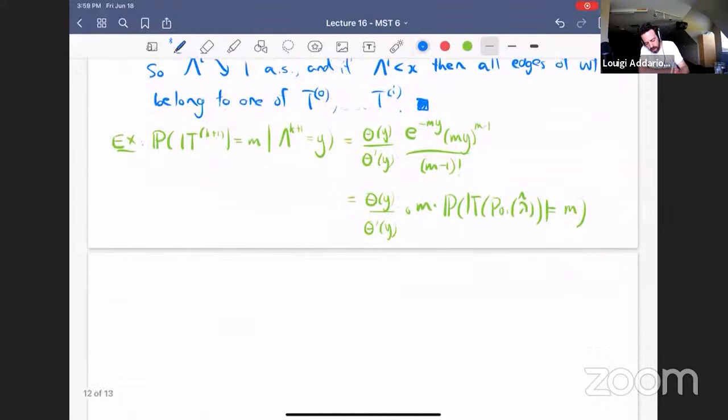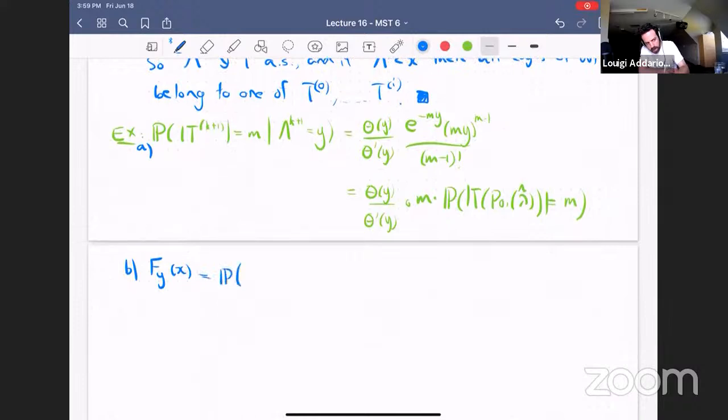Okay, and using that, so that's part A of the exercise. Part B of the exercise is to find the asymptotic distribution of pond size once you go for a long time, so once k is large. If I write f_y(x) for the probability that this pond, I'm calling these finite trees between the maximum edges ponds, obviously, has size at most x over (y minus 1) squared, given that lambda_{k+1} is y.